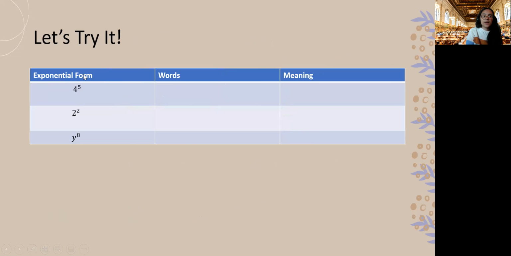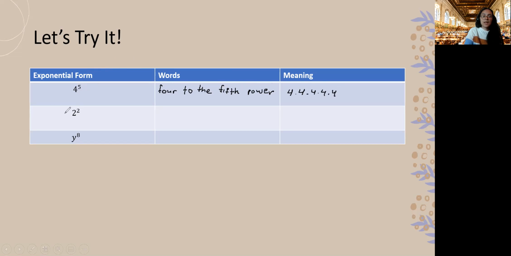Okay, so we have this exponential form on the left, and in the middle we have a column that asks us to write our exponential form into words that we can understand. And on the right, we're going to write what it means. So for the first problem, 4 to the 5th, we're literally going to write 4 to the 5th power. And what does this mean? It means 4 five times. 1, 2, 3, 4, 5.